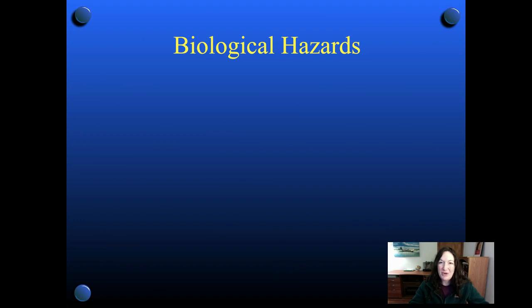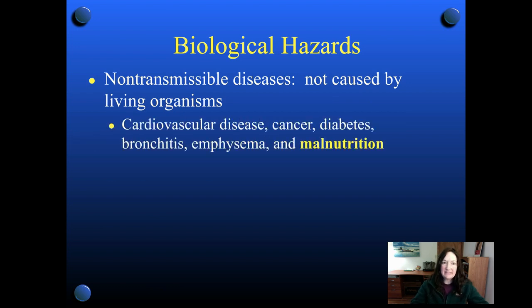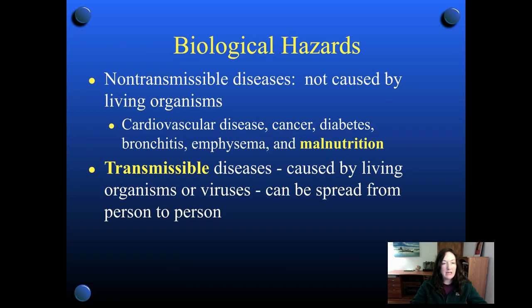All right, let's move on to our last hazard type, biological hazards. And those are diseases that could be either transmissible or non transmissible. A non transmissible disease is not caused by a living organism, it's not moved from one person to the next or one organism to the next. Things like malnutrition, emphysema, bronchitis, cardiovascular disease, or heart disease, those things are not transmitted by a pathogen.